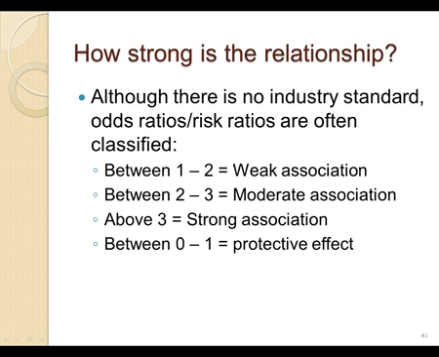So how strong is the relationship? Although there's no industry standard, odds ratios and risk ratios, which we'll talk about next week, are often classified in the following categories. So an odds ratio between 1 and 2 is considered a weak association. Between 2 and 3, a moderate association. Above 3 is considered a strong association. And between 0 and 1 is considered a protective effect, because that would mean that the odds of being exposed in the disease group are actually less than the odds of being exposed in the non-disease group.